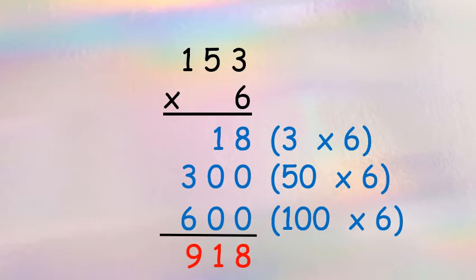Here I've got 153 times 6, we follow exactly the same process. We multiply the ones number first, then the tens number, and then the hundreds number. Finally, we add them all together to give us the product.